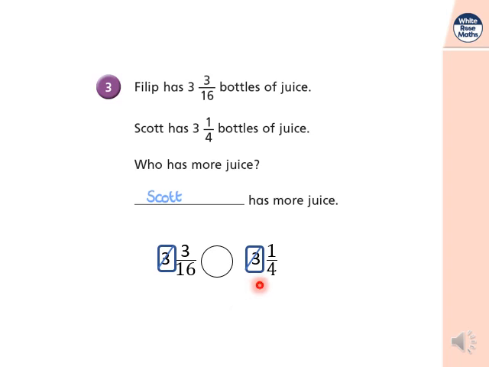And hopefully we spotted that 4 and 16 are in the 4 times tables, so we could have changed 1/4 by multiplying by 4 and changed our quarter to 4/16. And remembering our rule, when the denominators are the same, the larger the numerator, the larger the fraction. So 3 wholes and 3/16 is less than 3 wholes and 1/4. So Scott had more juice.